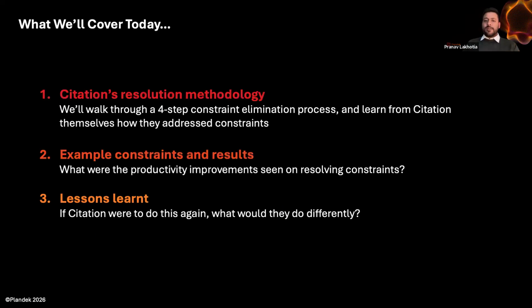Okay, so in terms of today, we covered sort of three broad topics. Firstly, what was the resolution methodology? So we look at it from a RACER framework perspective, but also then talk about what Citation did themselves, in terms of resolving certain constraints and how they address them essentially and what some of the results were. We'll also talk about some of the example constraints and where productivity improvements have been seen. Once these constraints are resolved is when you will really start to see the value of the use of AI tools, and that's what we're looking to cover today.